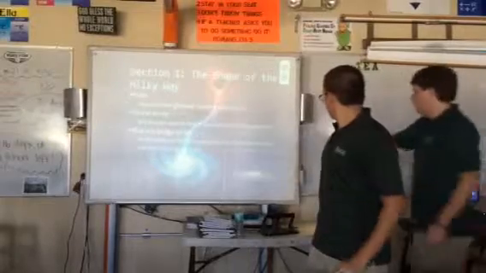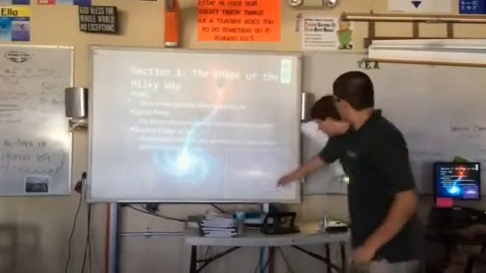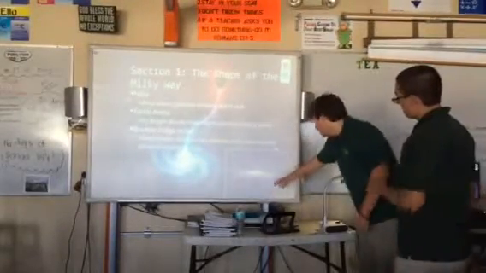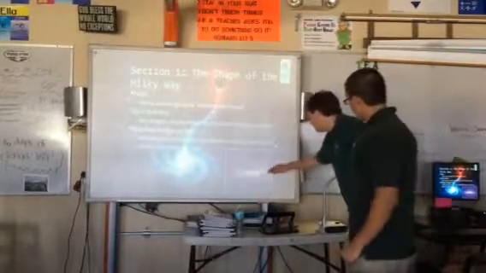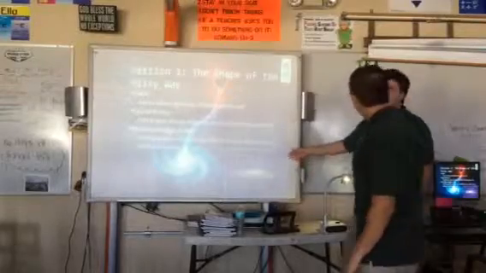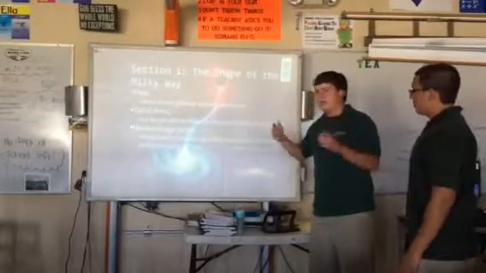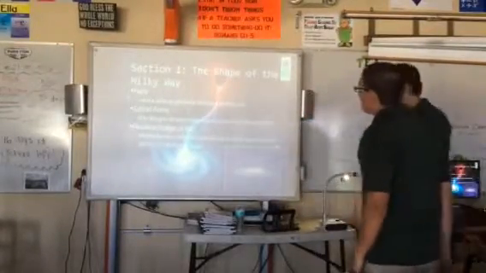And down here you can see the different areas. Right here is the bulge, and around here in the halo is where globular clusters are, and that's where the variable stars are found.